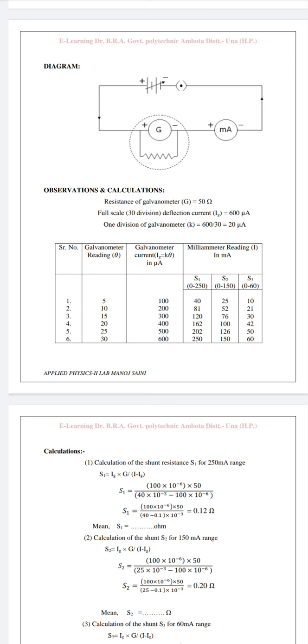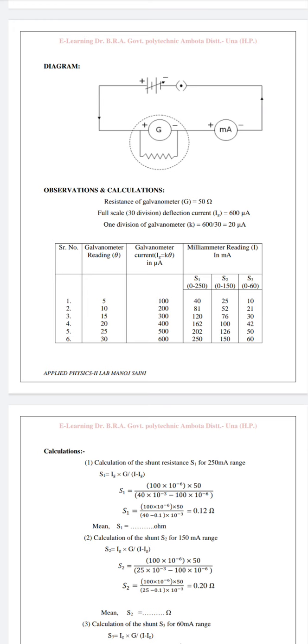As I already said, the division in that galvanometer is 0 to 30. So when the manufacturer calibrates this galvanometer, he calibrates it so that when the current in the galvanometer is equal to 600 microampere, it shows a full deflection. That is, when you get deflection at 30 divisions, the maximum current that flows through that galvanometer is 600.